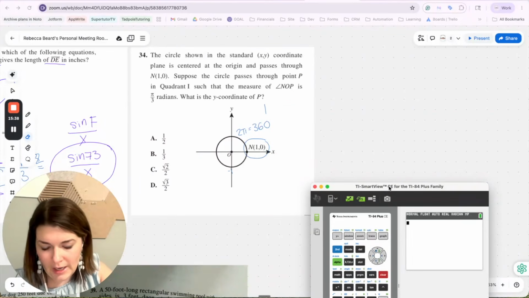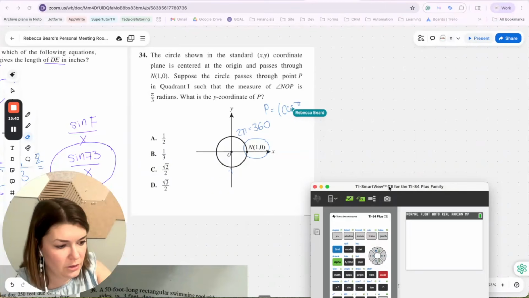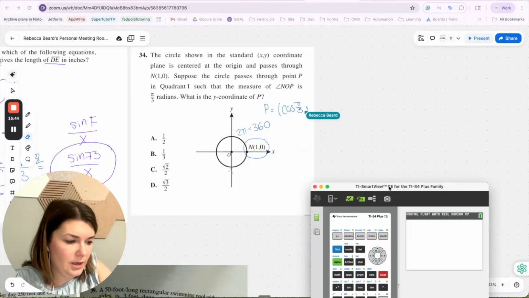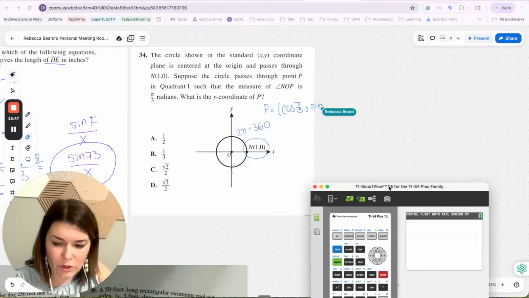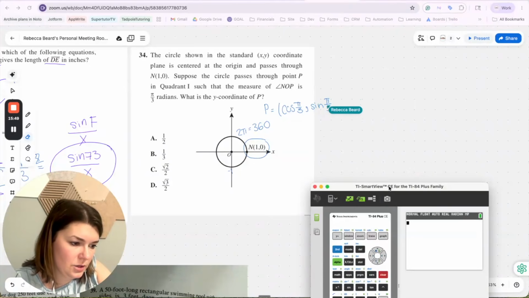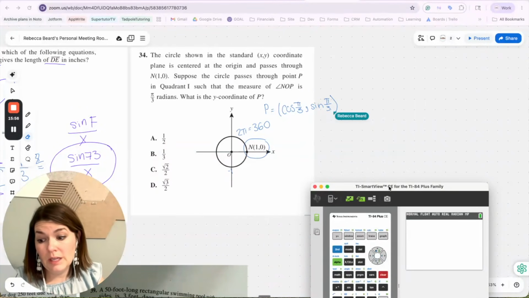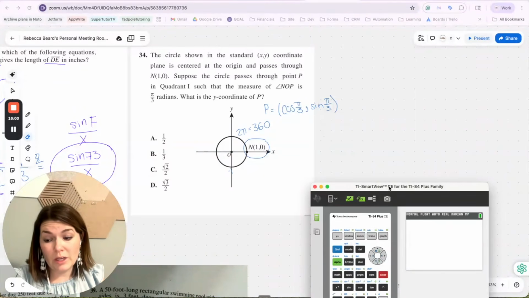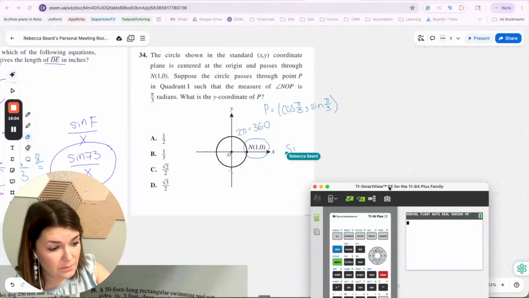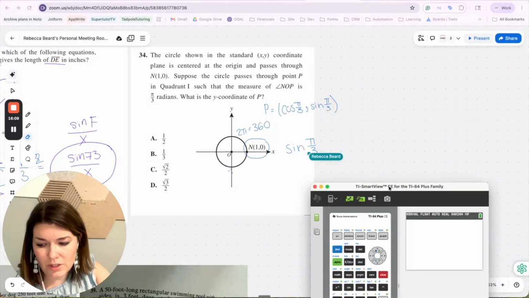So the quick hack with the unit circle is your x's are going to be cosine pi thirds, and then your y's are going to be the sine pi thirds. And this is just telling you what you would plug in based on what it is asking for. So since this one is really asking for the y coordinate, you're going to want sine pi over 3. And then you're asking yourself, so what's the option then at that point?